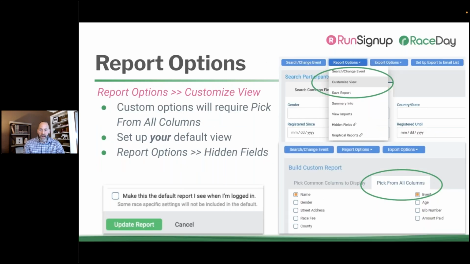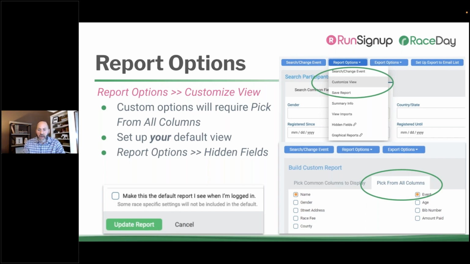Then under the report options, that's the tab next to the search, you can customize your view. So maybe there are only certain columns that you want to appear. And once you've got a view that really makes sense for you, you can save that as your default view. So every time you log in, and this only applies to you and your account and your profile, it'll show the fields that you want to look at and you can pull that down very easily.